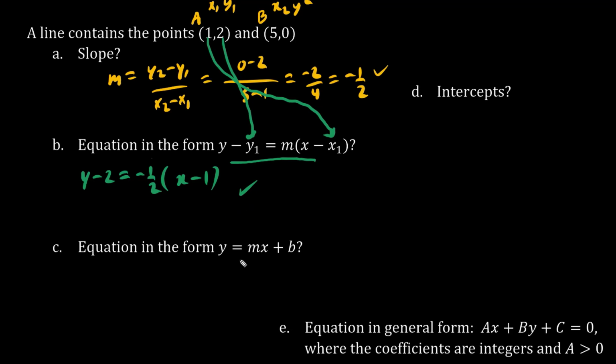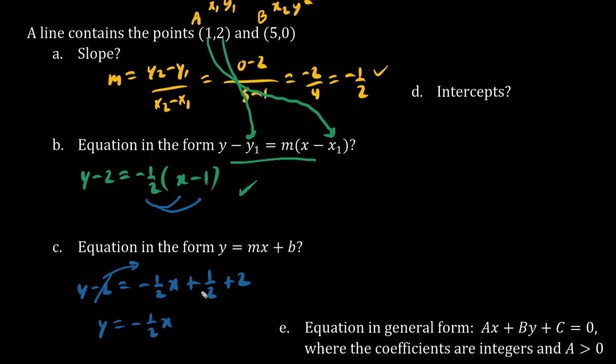Now to get the slope-intercept form, we just apply algebra on the slope point form. Using distribution, we multiply here and here. So we have y minus 2 equals negative 1/2 x plus negative 1/2 times negative 1 is positive 1/2. And when we add 2 to both sides, the negative 2 becomes a positive 2. Let me cross that out. So y equals negative 1/2 x.